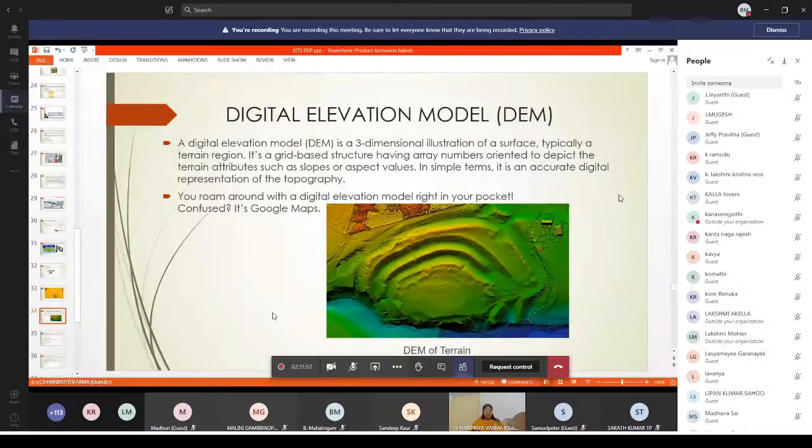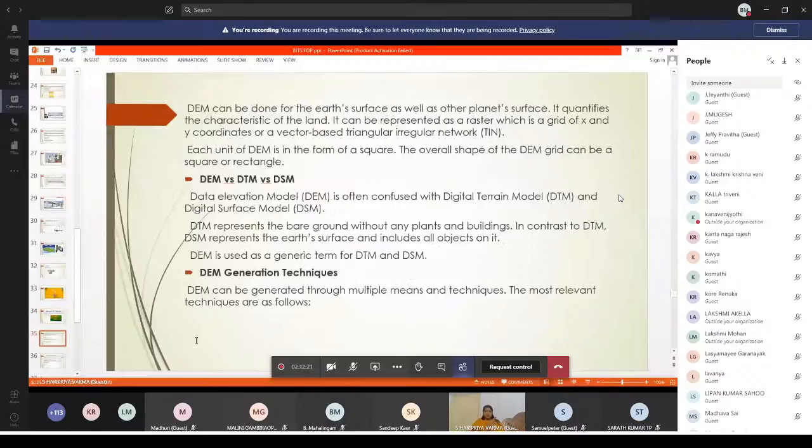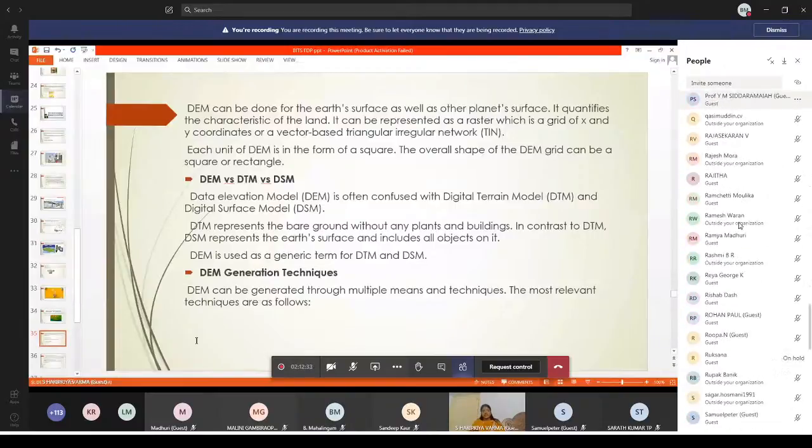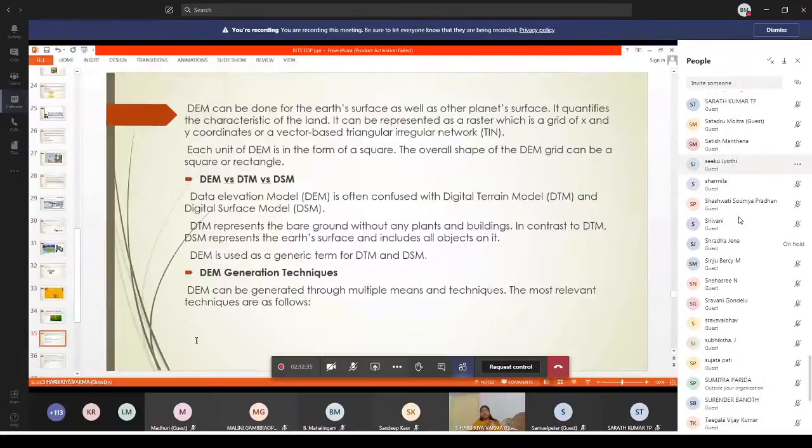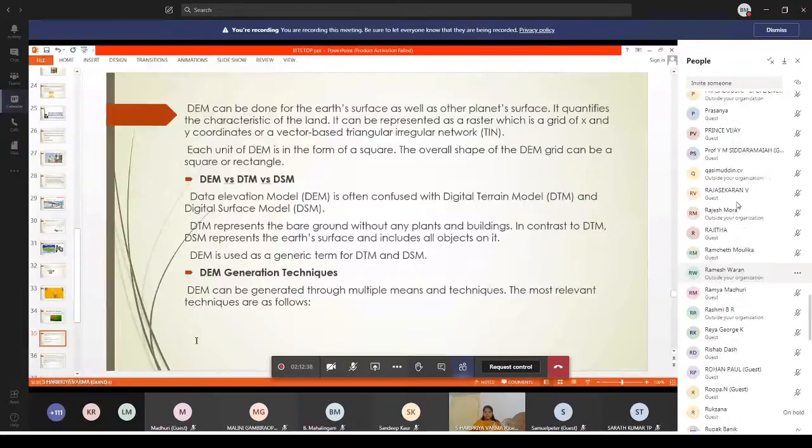Digital elevation model is often confused with digital terrain model and digital surface model. Digital terrain model gives us only the data related to the plain Earth surface. Coming to digital surface model, it gives us the data related to plants, buildings, or any elevated objects on the Earth's surface. DTM represents bare ground without any plants and buildings, whereas DSM represents the Earth's surface and includes all objects on it. DEM is used as a generic term for DTM and DSM.